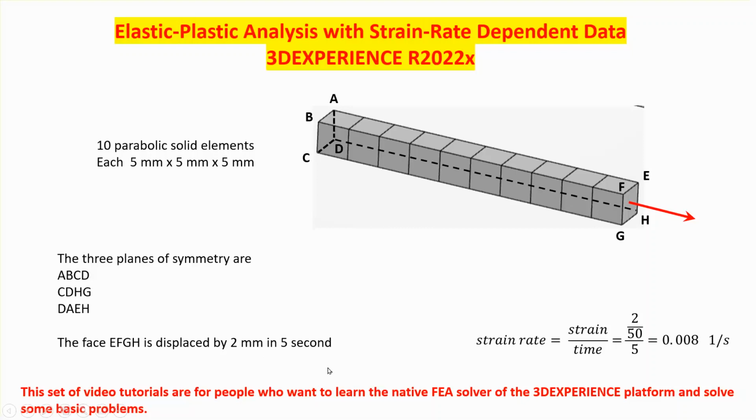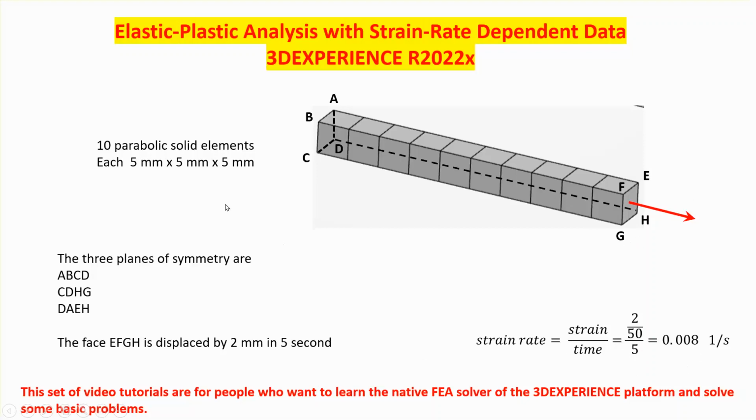In 5 seconds, okay. Now, if you look at this, the strain rate here is the strain divided by the time covering the period, and that strain is 2 millimeter over 50 millimeter, and to get the rate you divide it by the duration of the time, which gives 0.008 per second. Now I'll come to that in a second.